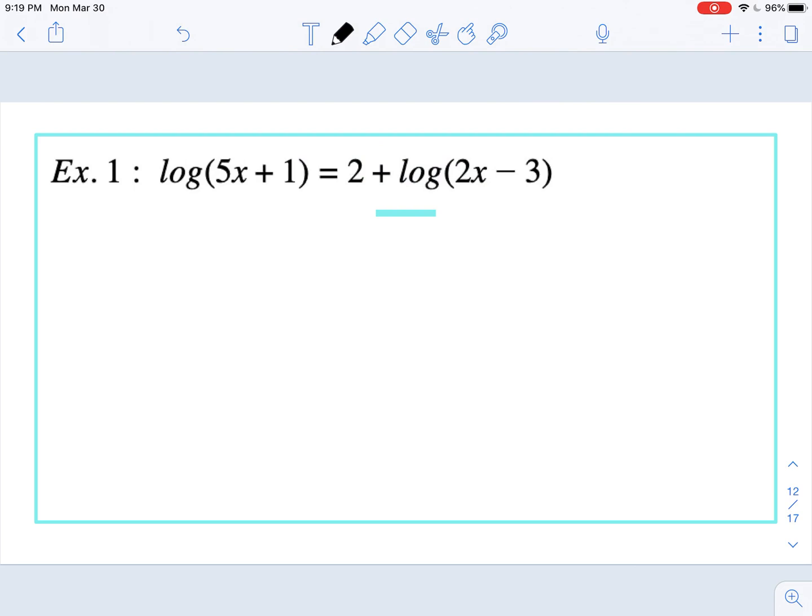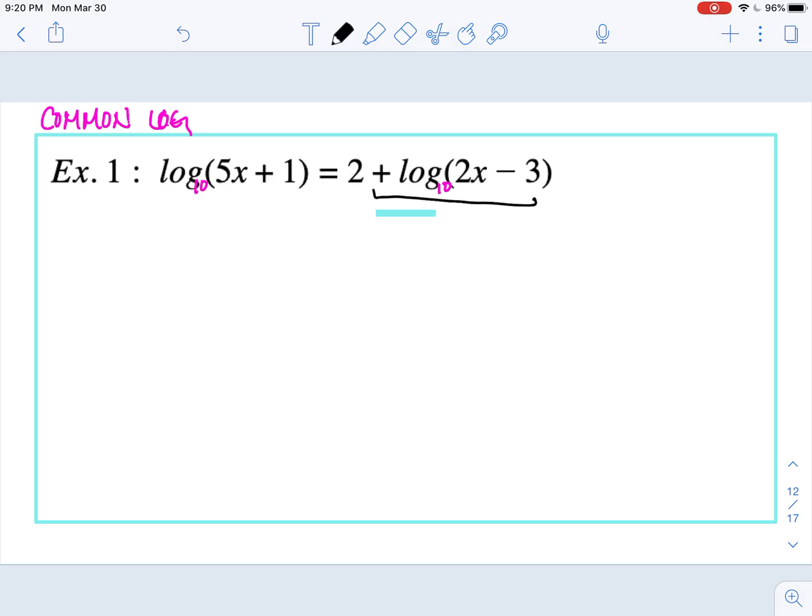We have log of 5x plus 1 equals 2 log of 2x minus 3. Now, I just want to put a little number here that's missing, just as a reminder that when we don't see that base, it's actually a base 10 log, and that is our common log, okay? Now, what we're going to do here is use a little bit of algebra and some of our log properties to turn 2 logs into 1 log.